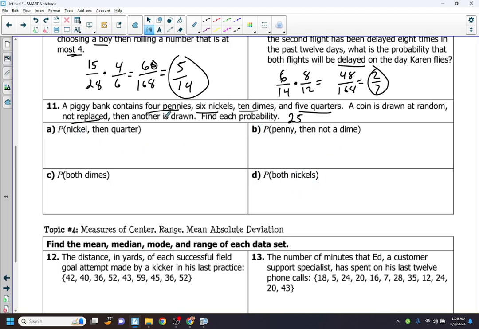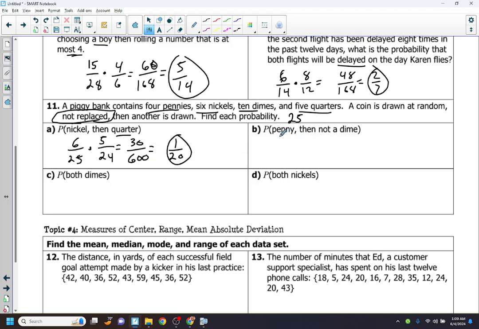So what's the first chance of me getting a nickel? There are 6 nickels, so there's 6 out of 25. Then a quarter. Now, I did not replace the coin. Because I did not put it back in, I have 1 less coin in the piggy bank. So there's 24 on the bottom now, times a quarter. I didn't reduce the number of quarters. I still have 5. So it's going to be 6 times 5 is 30, and 25 times 24 is 600. So 30 over 600 is 1 over 20.